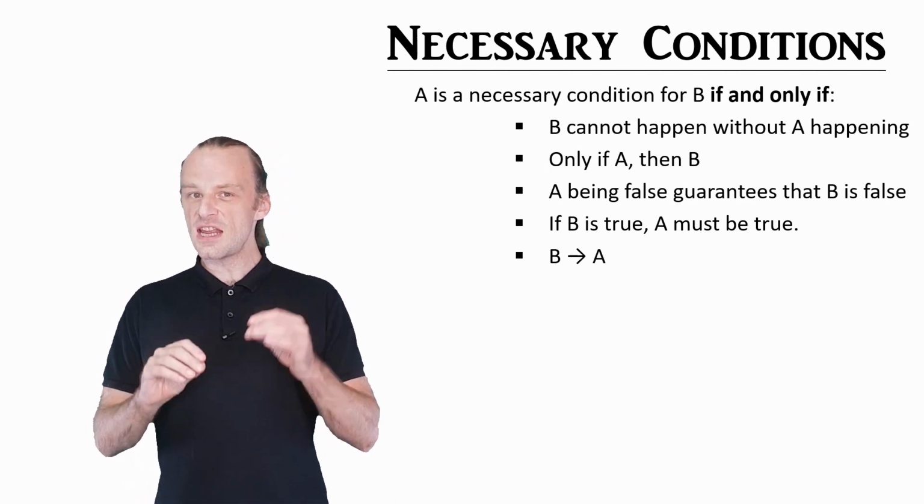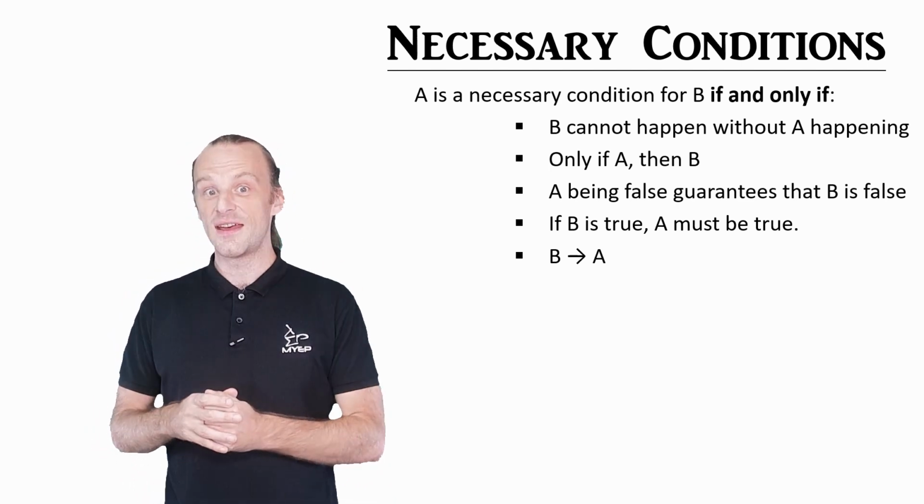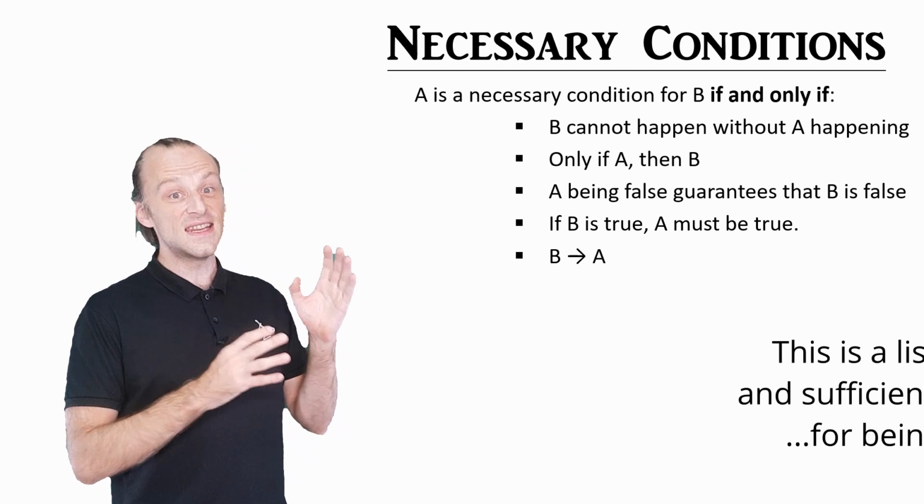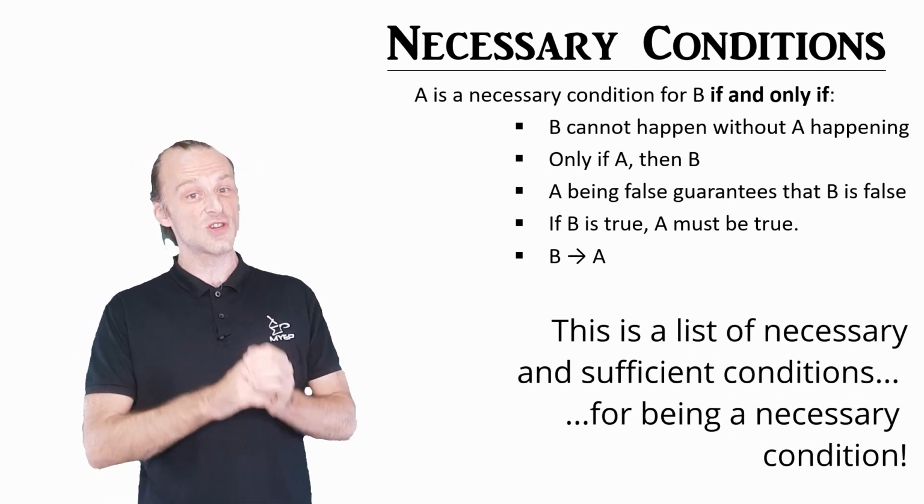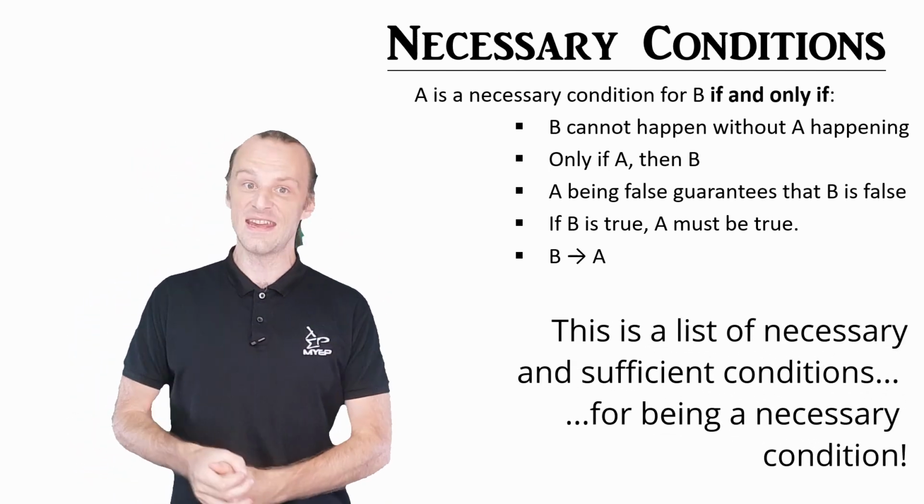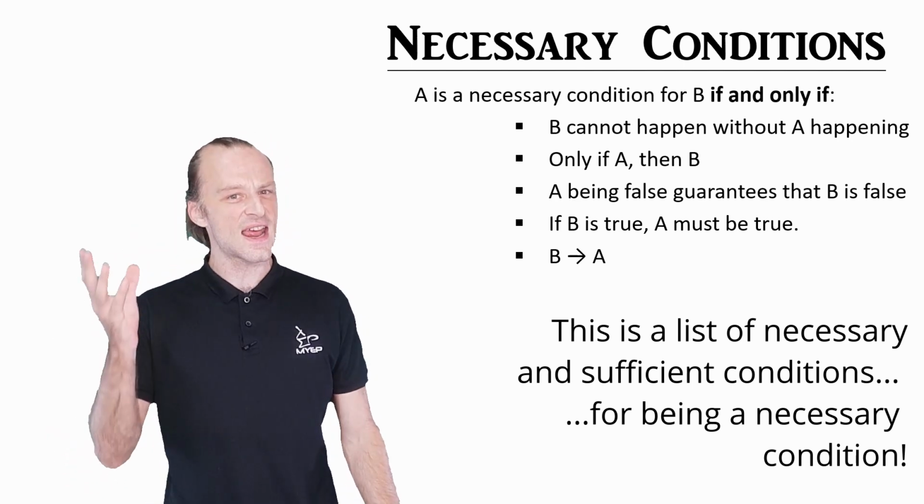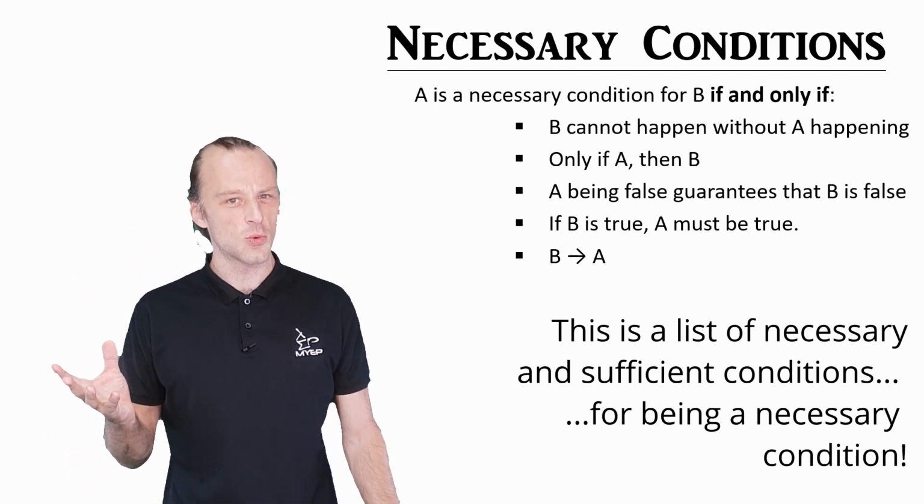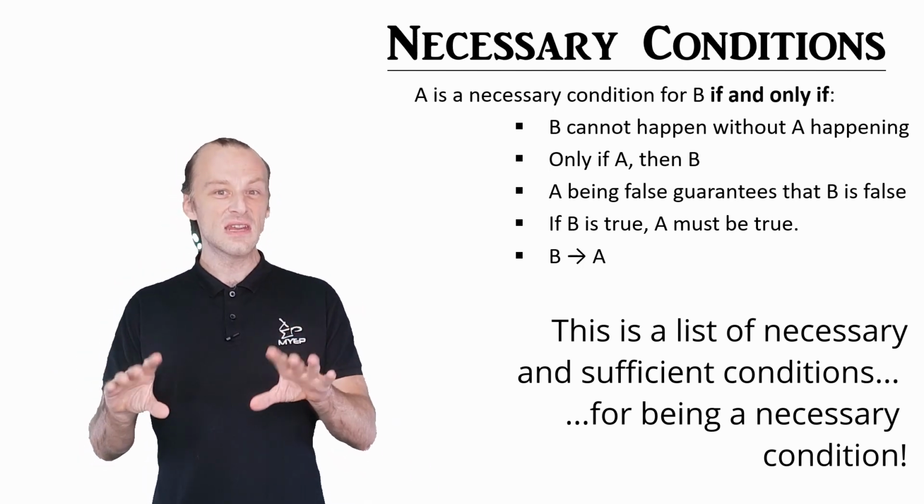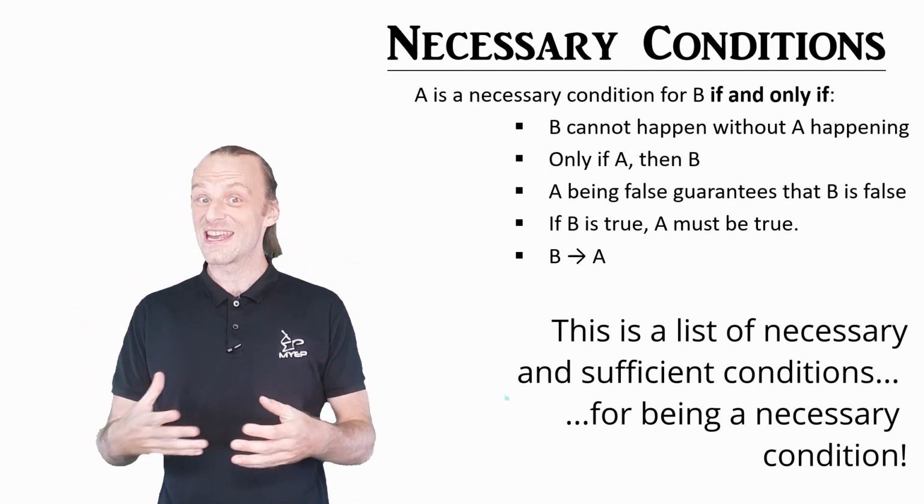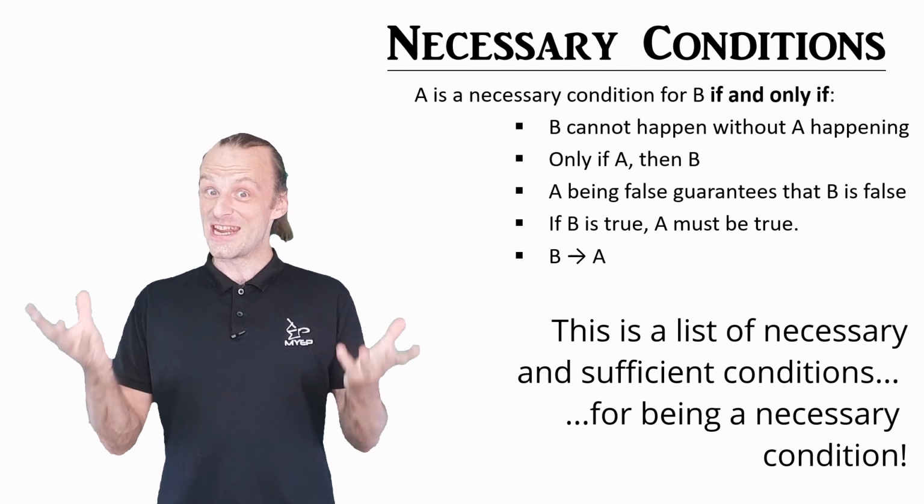Notice that I said if and only if there. What we're looking at here is a list of necessary and sufficient conditions for being a necessary condition. We're using the ideas of logic in our explanation of how logic works, which is really weird, but we kind of have no choice. That's what an explanation is.